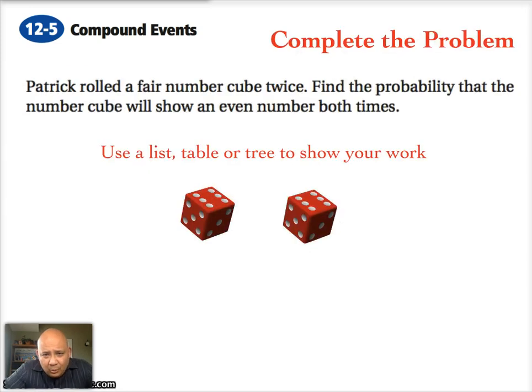Now here's your problem to solve this evening. It says Patrick rolled a fair number cube twice. That makes this a compound event. Find the probability that the number cube will show an even number both times. Use a list, a table, which we've seen, or a tree to show your work. All right, we'll see you in class.